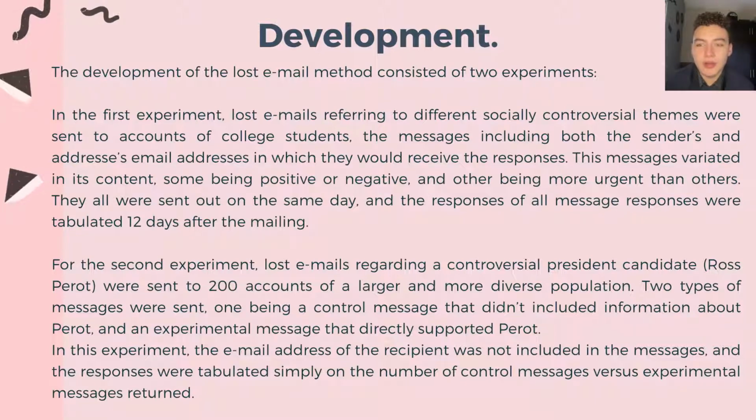For the second experiment, lost emails regarding a controversial presidential candidate, Ross Perot, at that time, were sent to 200 accounts of a larger and more diverse population. Two types of message were sent: a control message that didn't include information about Perot, and an experimental message that directly supported Perot. In this experiment, the email address of the recipient was not included in the message, and the responses were tabulated simply on the number of control messages versus experimental messages returned.